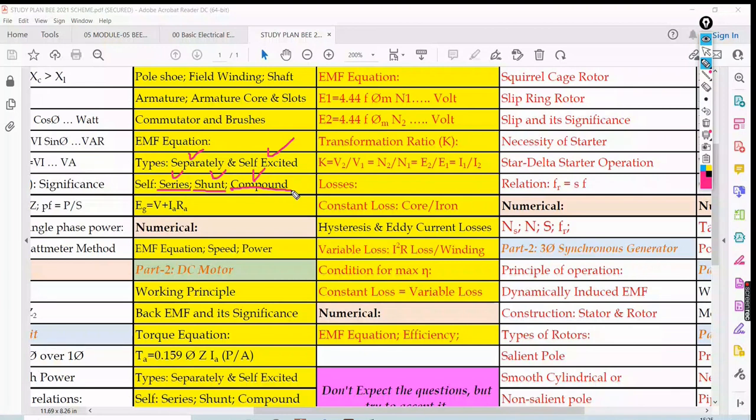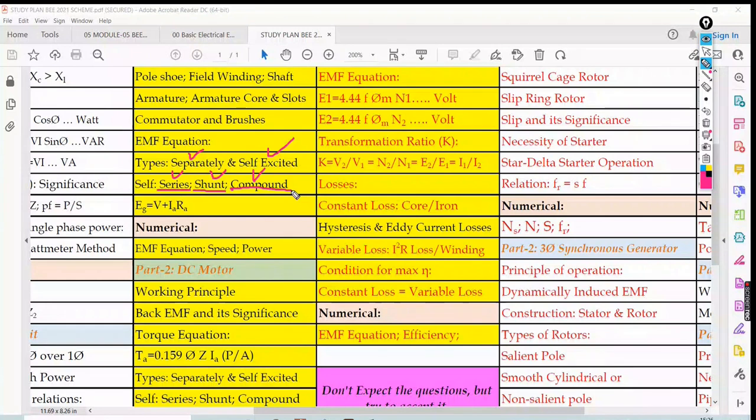Again in compound, two types. Which are those? Anybody? Short and long, that is short shunt and long shunt. If the series field winding and the armature are connected in parallel with respect to the shunt field, it is the long shunt. If the shunt field and the armature are connected in parallel, and this combination is connected in series with the series field winding, then it is called short shunt.